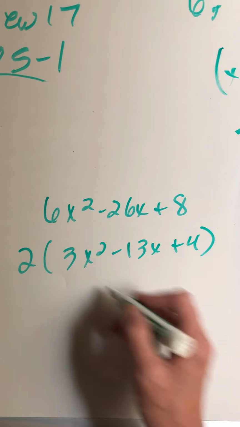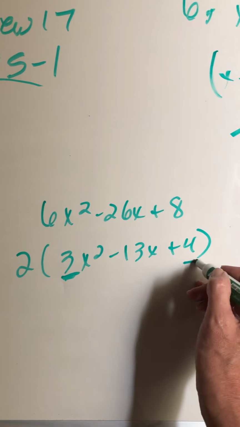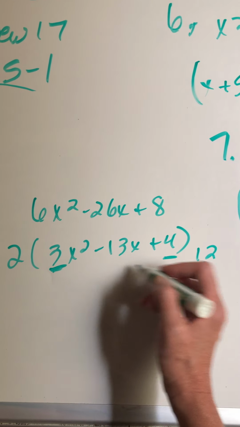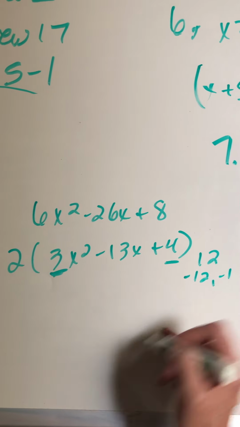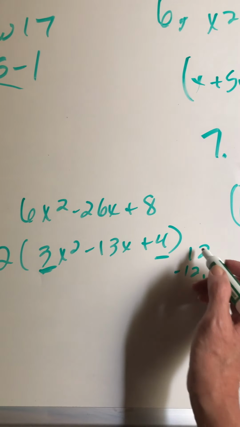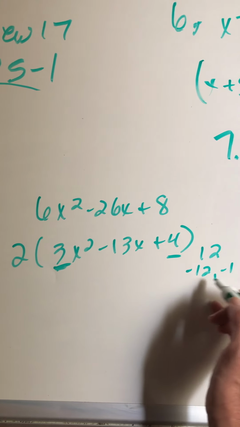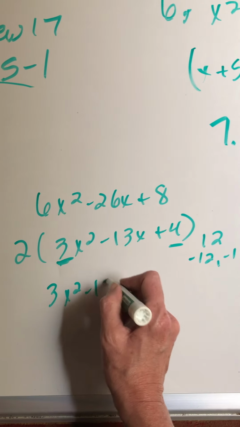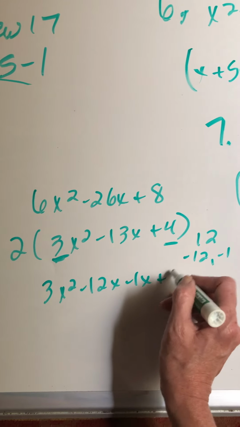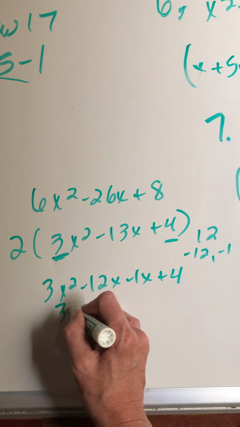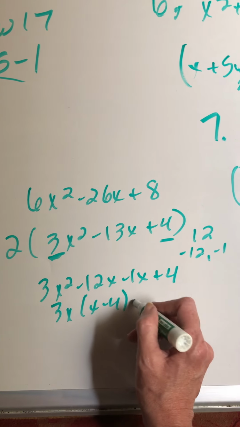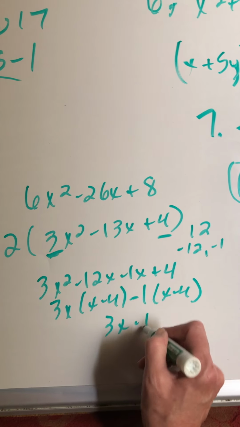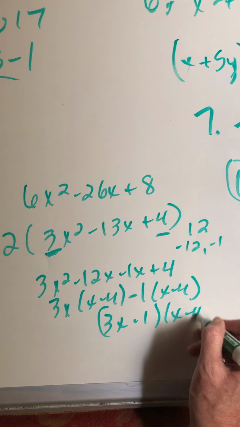Now I take the 3 times the 4 and I get 12. And I need factors of 12 that give me negative 13. So negative 12, negative 1 is what I'd use, because negative 12 times negative 1 is positive 12, and negative 12 plus negative 1 is negative 13. So I rewrite 3x squared minus 12x minus 1x plus 4. So take a 3x out, you get x minus 4. Take a negative 1 out, you get x minus 4. So then 3x minus 1, x minus 4.